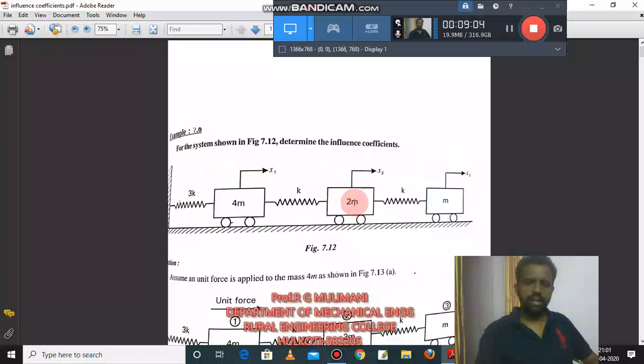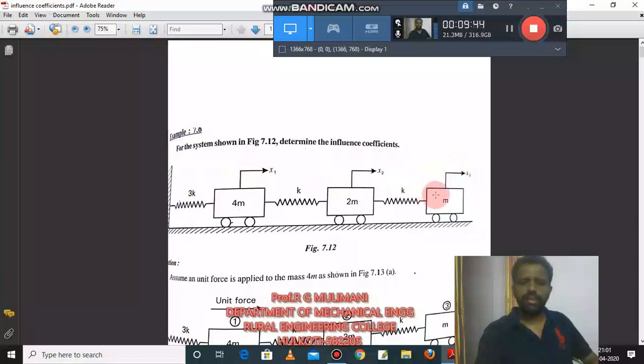Next, when the unit force is applied at mass 2, then A22 is equal to A32 and A23. Okay, when the force is applied at mass 2, these two springs get elongated. So 1 by 3k plus 1 by k is equal to 1 by ke, that is the equivalent spring stiffness. Okay, that is equal to A22, A32 and A23. When the force is applied at mass 3, all the springs get elongated. So to find the equivalent spring stiffness, 1 by ke is 1 by 3k plus 1 by k plus 1 by k.